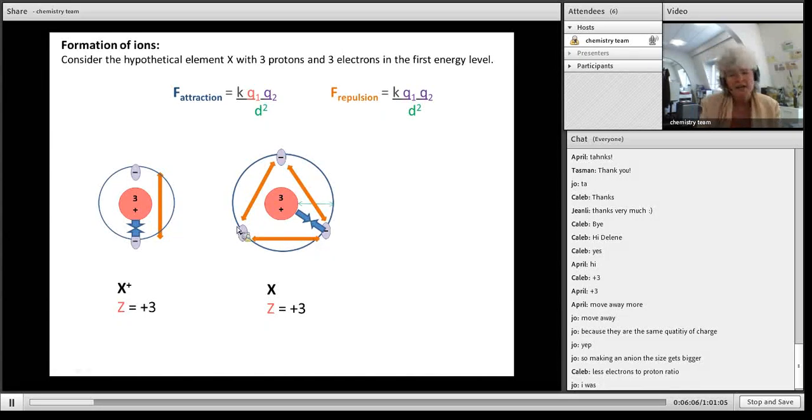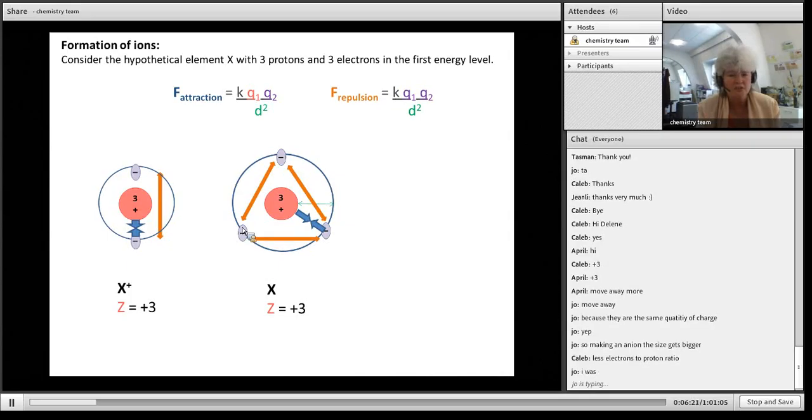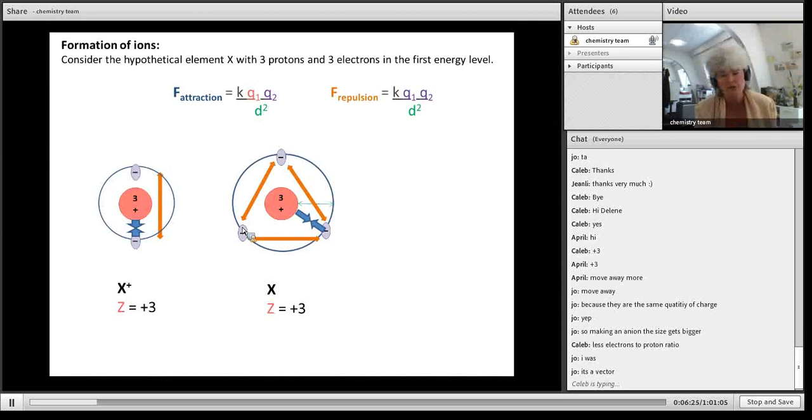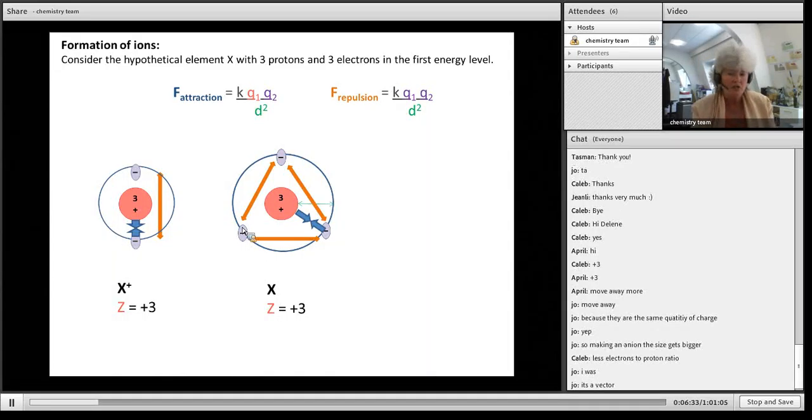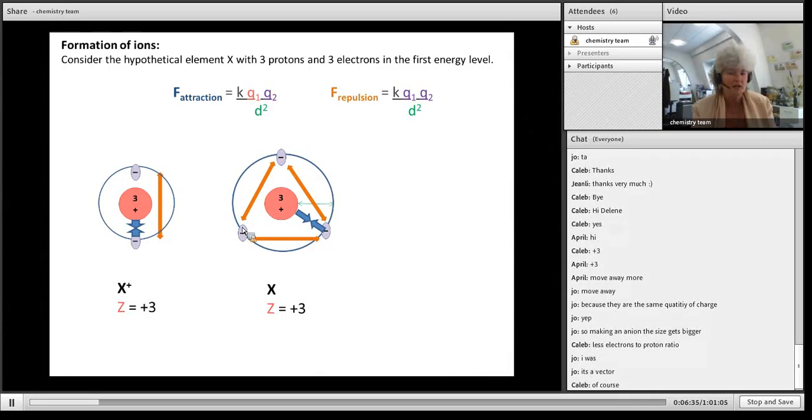Yep, so Caleb, the less proton to electrons ratio is fine as an indication of what is going to happen, but it's not an explanation, because that's where the misconception of sharing of electrons or sharing of nuclear charge and so on comes in. So it's a good way of seeing what happens. So it's a measure, if you like, but it's not an explanation.